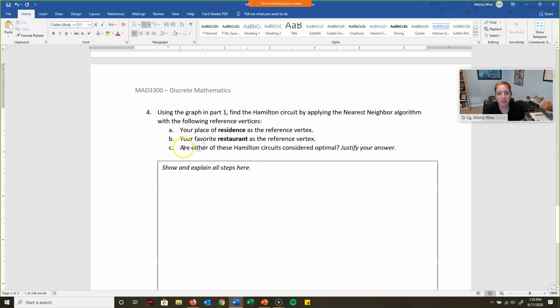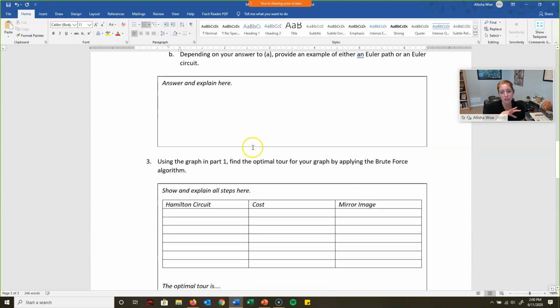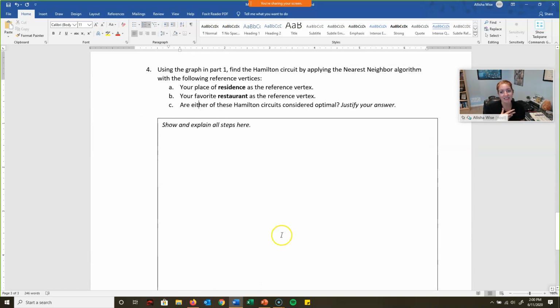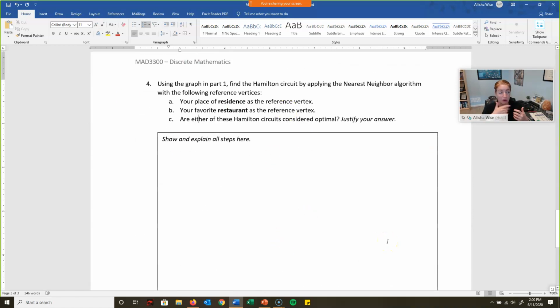But the last question is, are either of these Hamilton circuits considered optimal? How do you know it's optimal? You have to justify your answer. Hint, hint, check question number 3 as kind of a help on number 4. Wink.